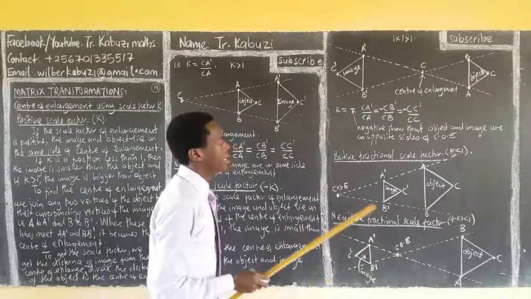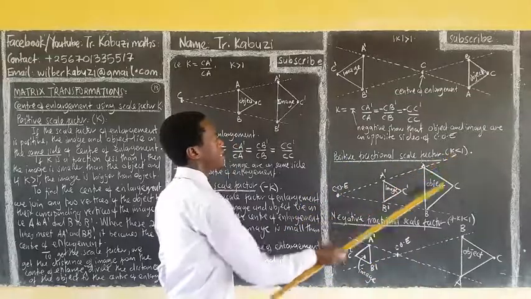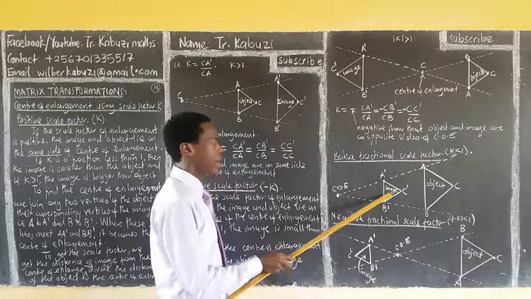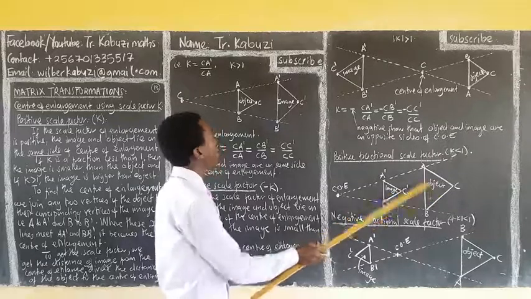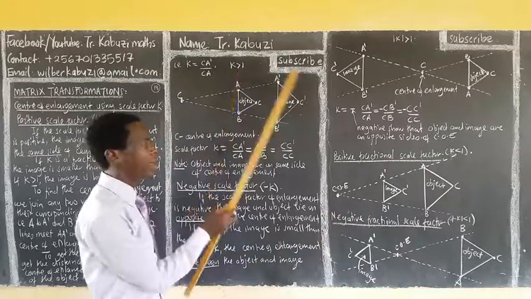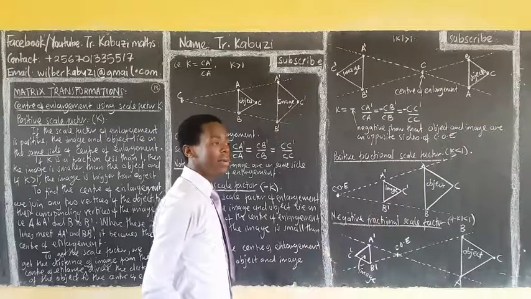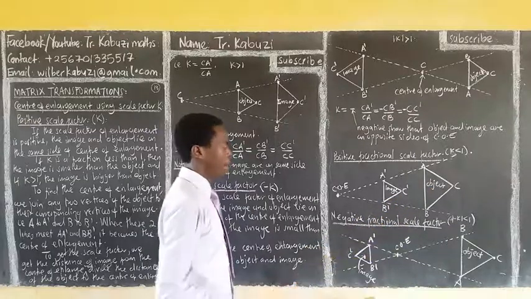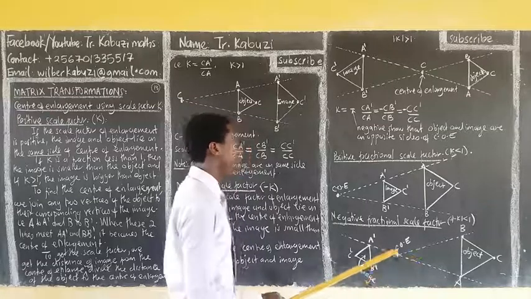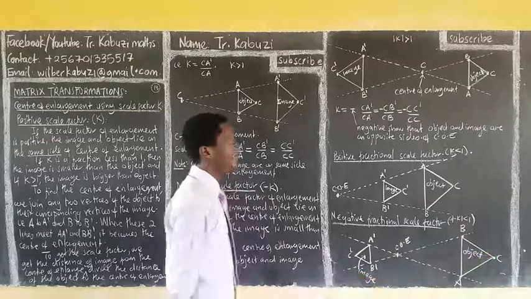Then the positive fraction scale factor. The scale factor less than 1, so that's going to be a fraction. Then the image is smaller than the object. Unlike here, where the image is bigger than the object because the scale factor was greater than 1. But if it's less than 1, the image is smaller than the object. Then for a negative scale factor, of course, they are on opposite sides, but the image is smaller than the object.